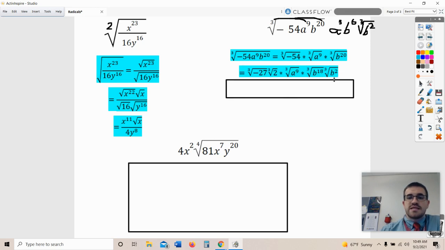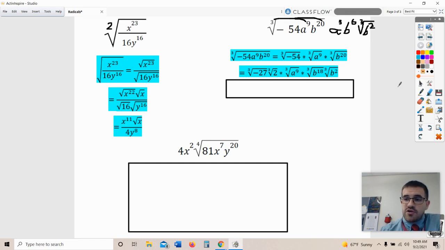Going down, we can see that we know that 27 is a perfect cube from our chart, or by knowing that 3 times 3 times 3 is going to be 27. So we're going to take the cube root of negative 27 times the cube root of 2 times the cube root of a to the 9th.